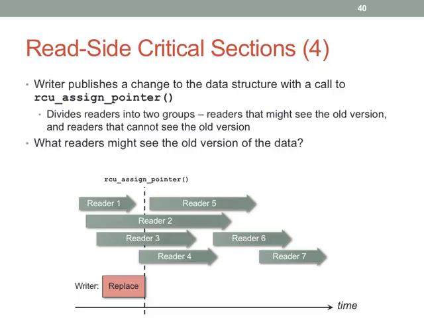Probably pretty obvious, right? Remember, the arrow starts where RCU read lock is called. It ends where RCU read unlock is called. When I call RCU read unlock, I'm saying I don't care about this thing anymore. I'm not looking at it. So I only care about stuff inside this span of time. So readers that might see the old version of the data, well, if you have an arrow that starts on the left side of RCU assign pointer, then I might see the old version. Who definitely cannot see the old version?